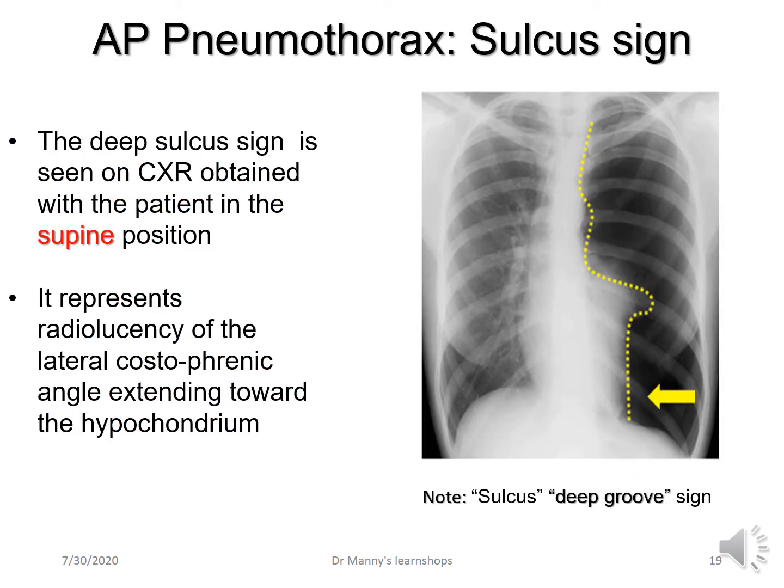With a pneumothorax, you can get what is called the sulcus sign. And the sulcus sign is basically seen with a patient who's had an AP film taken in the supine position. And a sulcus just means a depression or a deep groove. So you can call it the sulcus deep groove sign. And it represents radiolucency or blackness of the lateral costophrenic angle extending towards the hypochondrium or the ribs.